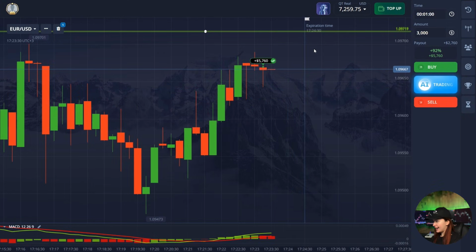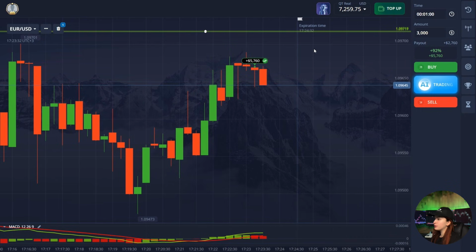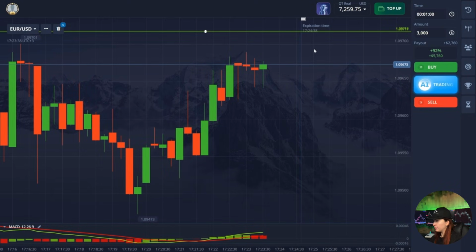Okay guys, as you can see, the price is moving according to our scenario and it's showing growth. Thus, we got a profit here, guys. In other words, our trading goal for today has been completed. Therefore, I just end our trading session for today.